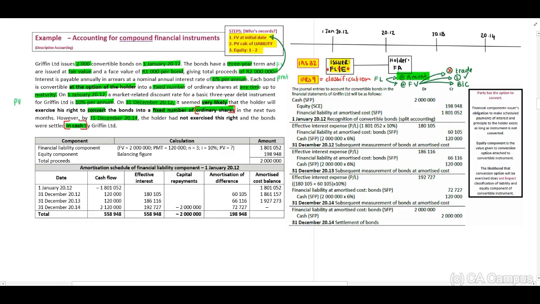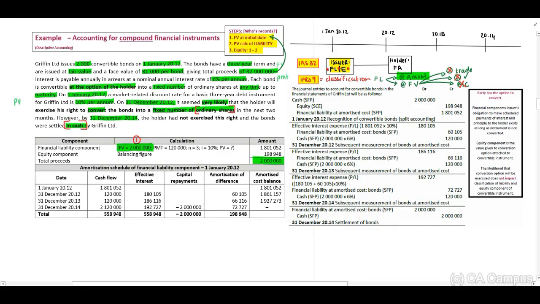Why? There's no information relating to trading. There's no information relating to the fact that they have chosen to recognize this at fair value, and this is not a business combination. Therefore, we now know that this will be a financial liability at amortized cost. Now we need to follow our steps. Step 1, we need to determine our value at initial date, and they've provided this to us, our 2 million.